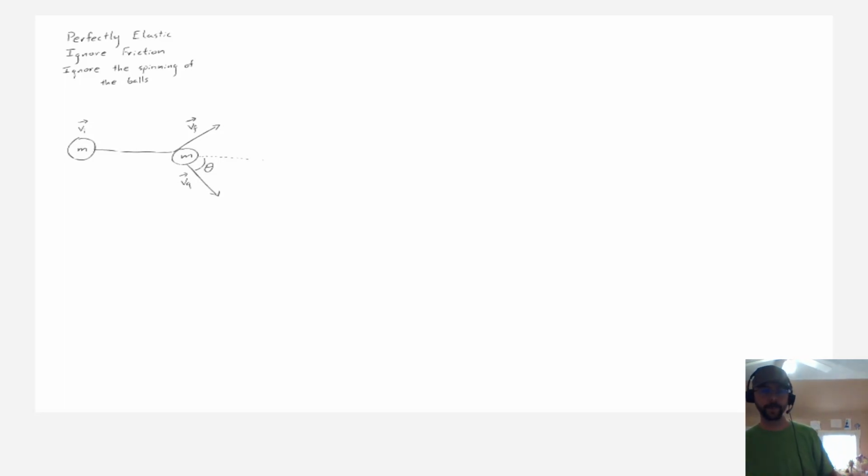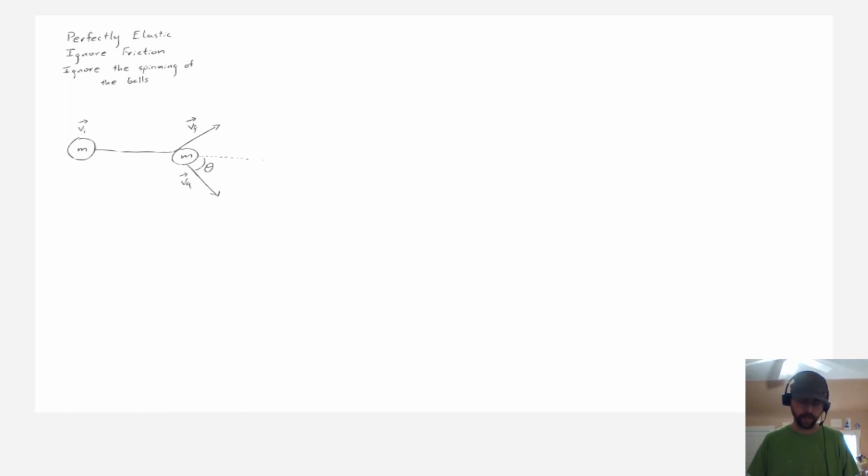Hello. So I thought I would just post a video from a physics problem that I thought was kind of interesting. I already drew the setup there, and what we're looking for is the angle theta. And the original problem had these as pool balls.